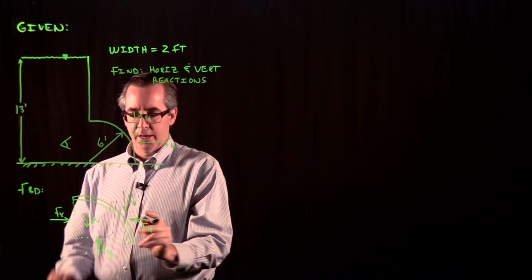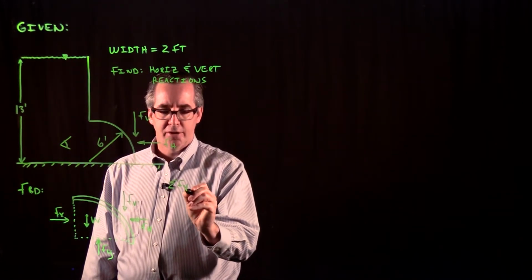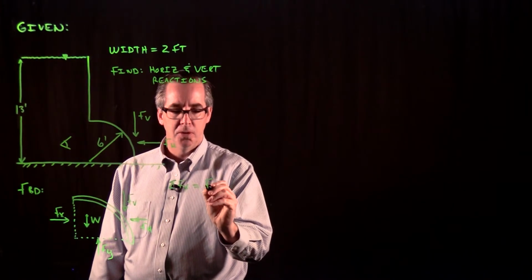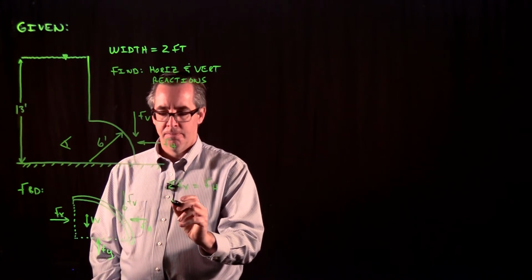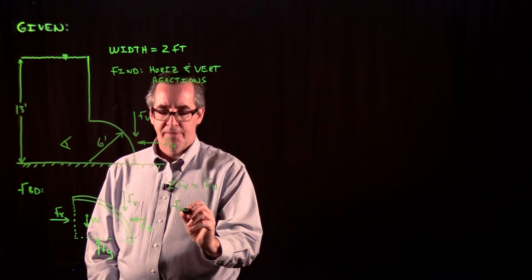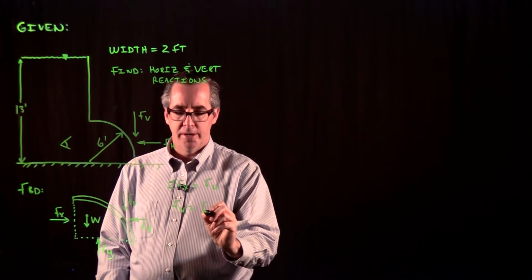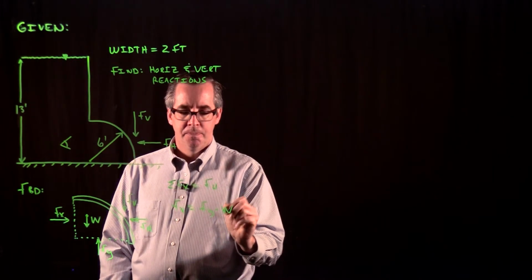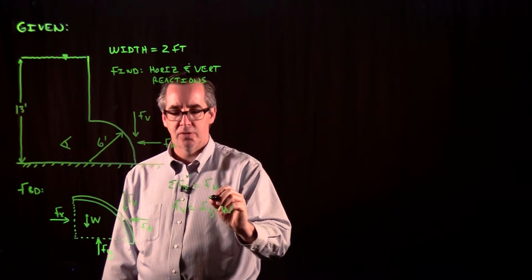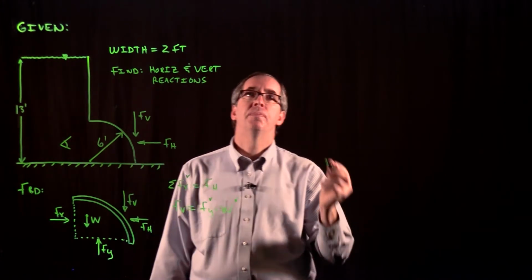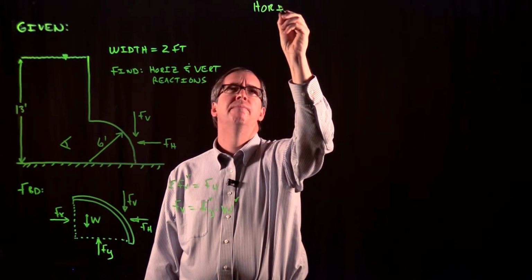Looking at my free body diagram, if I write the equations in the x direction, we see that Fx is equal to Fh. Likewise, in the y direction, the reaction force Fv in the vertical direction would be equal to Fy, which is going up, minus the weight. So now we're going to solve for these individual components: Fx, Fy, and the weight. Let's start with the horizontal reaction.